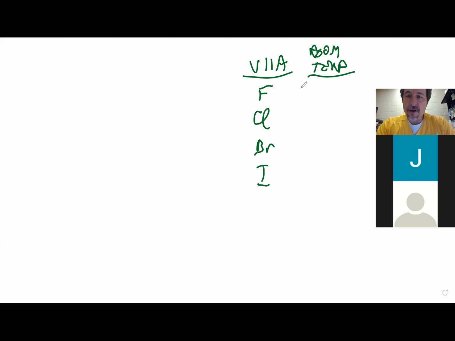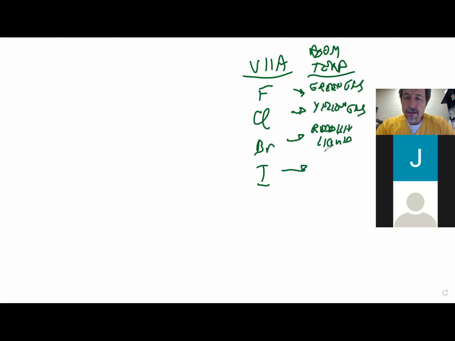Okay, at room temperature, fluorine is a green gas. Chlorine is a yellow gas. Bromine is a reddish liquid. And iodine is a deep purple or indigo solid. Okay, so what do we got? We got gas, gas, liquid, and solid, right?